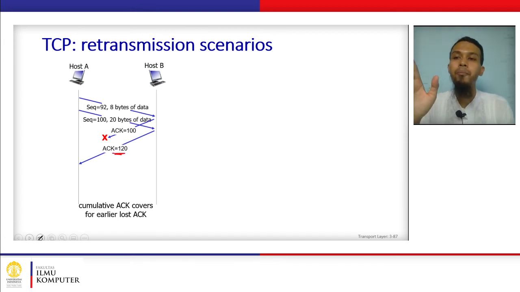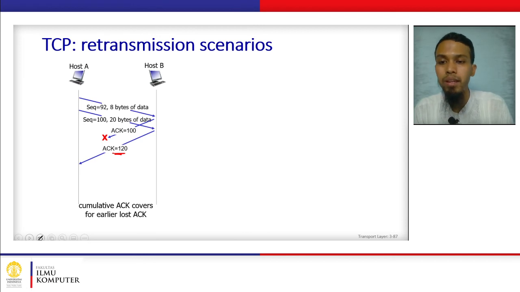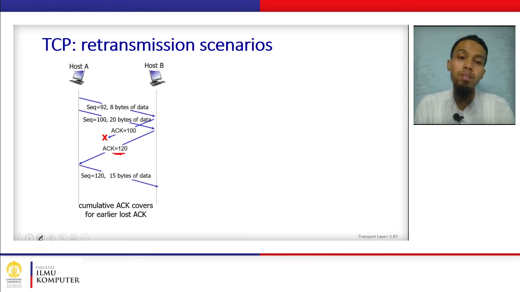Having received the ACK number 120, host A knows that host B already received both segments, the 92 with 8 bytes length and the second segment with sequence number 100 and 20 bytes of data length. So in the next transmission, host A can just send the next segment with sequence number 120, whatever the number of bytes it has.